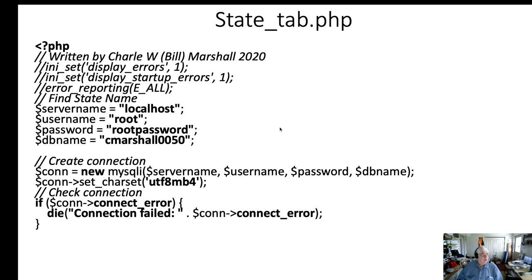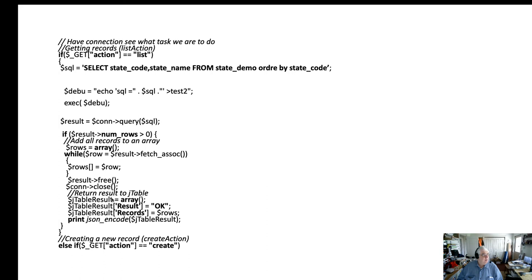this is the source code of statetable.php. So I'm opening up my connection. And then I'm doing my select from state demo order by state code. And once you see an error, it's easy to see. But until then, it's hard. Well, how can I tell what SQL I'm using? Well, I've got a debug statement I'm putting in, a variable debug. I'm echoing SQL and then echoing that into test2, a file.